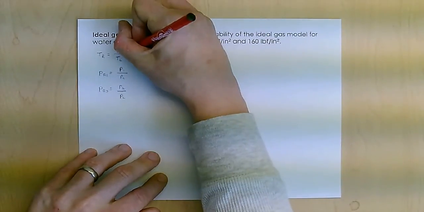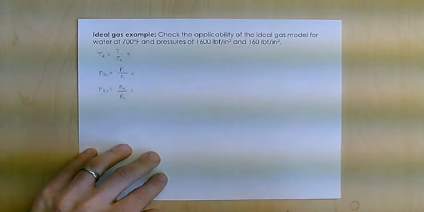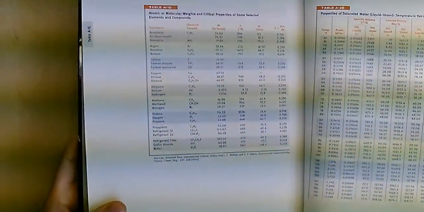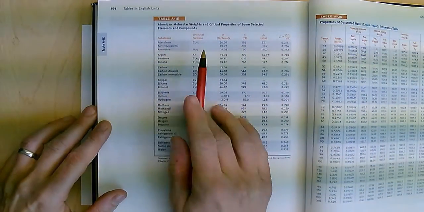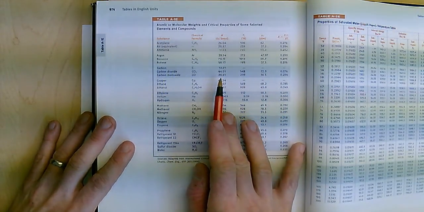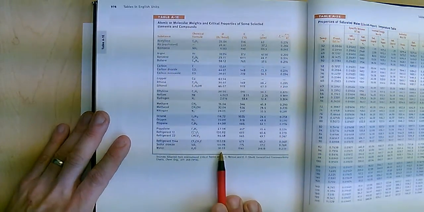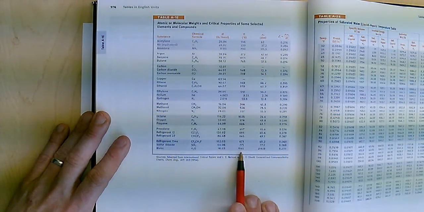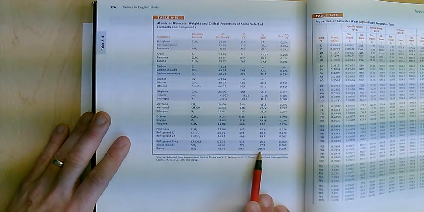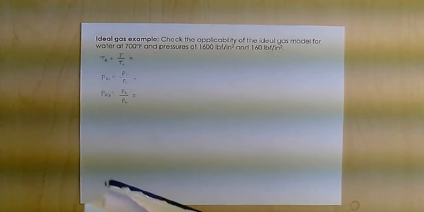So I need to go and find, we'll start with the temperature, I need to find my critical temperature and critical pressure. So I go into my chart here. It gives me the molecular weights, which I don't need, but I do need my critical temperature and critical pressure for water, which is 1165 and 218. That's in Rankine, and this one's in atmospheres, so we'll have to do some conversions.